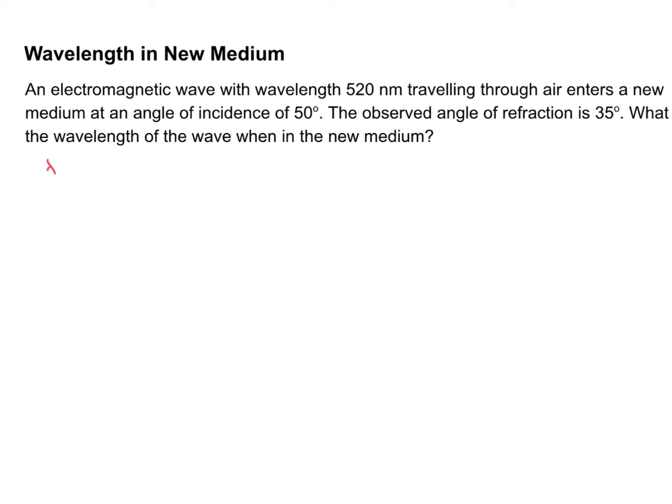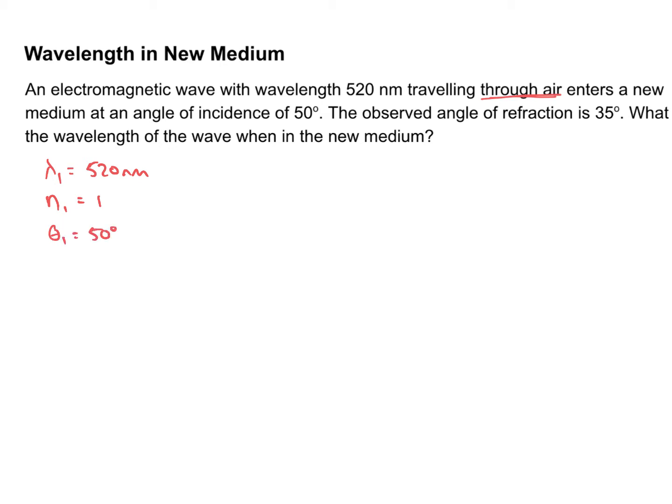So we're given a starting wavelength of 520 nanometers. This is starting off through air. That's important because the index of refraction of air, I'm going to just use as 1. I'm just going to pretend air is a vacuum, just to keep things a bit simpler. The angle of incidence is 50 degrees.